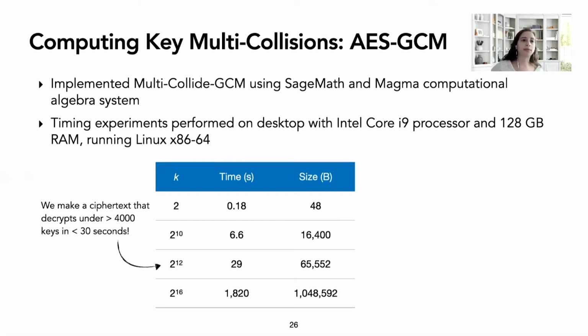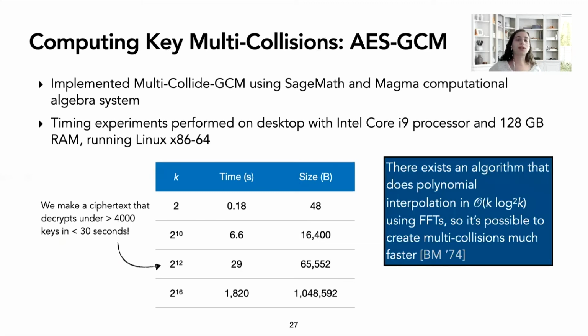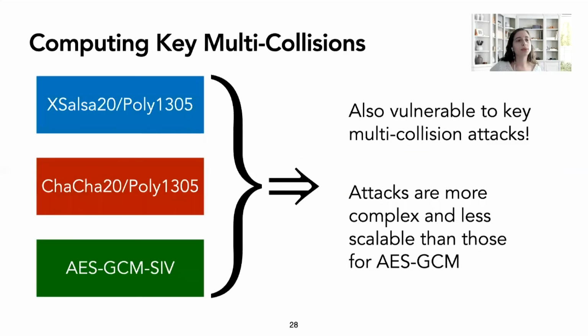Notice that we were able to make a ciphertext that decrypts under greater than 4,000 keys in less than 30 seconds. I'd also like to point out that there does exist an algorithm that does polynomial interpolation in big O of k log squared k time instead of big O of k squared time, so it's possible to create multi-collisions much faster. In addition to AES-GCM, we found that XChaCha20-Poly1305, ChaCha20-Poly1305, and AES-GCM-SIV were all also vulnerable to key multi-collision attacks. However, these attacks are more complex and less scalable than those for AES-GCM.